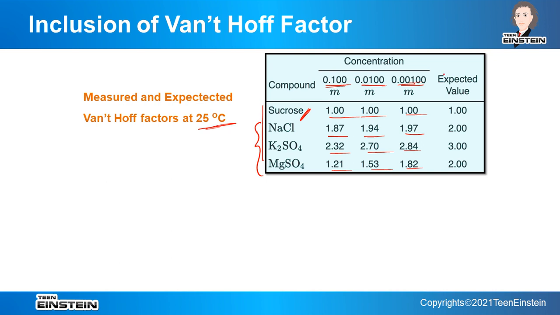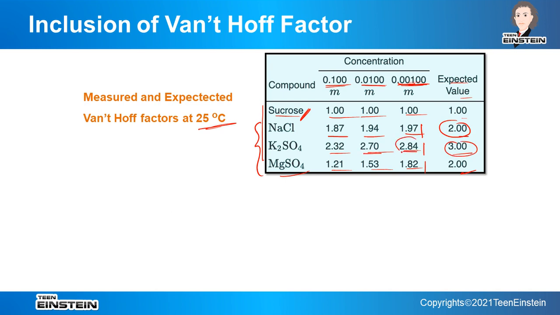Okay, and the expected value is 1, obviously because it will not dissociate, and in case of NaCl it is 2. In case of K2SO4 you will get 2 potassium ions, 1 sulfate, so it is 3. In case of magnesium sulfate, 1 magnesium ion, 1 sulfate ion, so it is 2. As we know, colligative properties are for dilute solutions, so when it is a dilute solution, you can see that the number of particles after dissociation is very close to the expected value: 2.32, then 2.7, then 2.8.